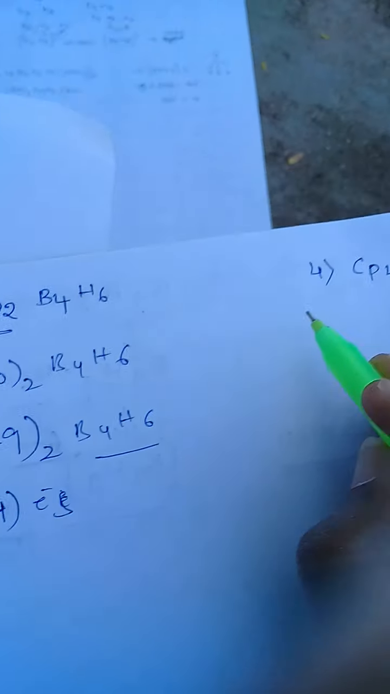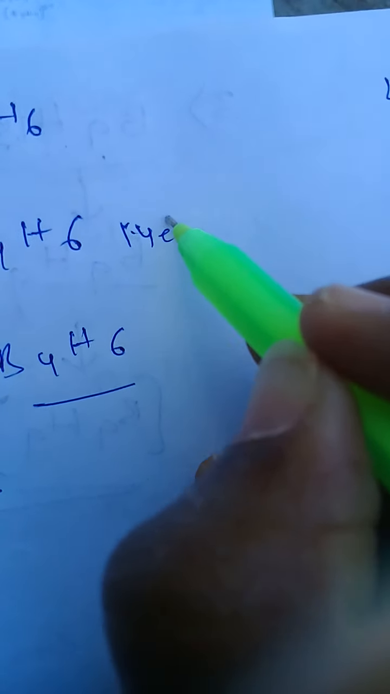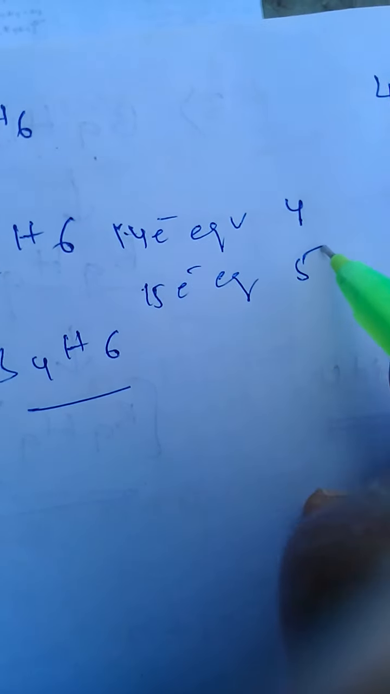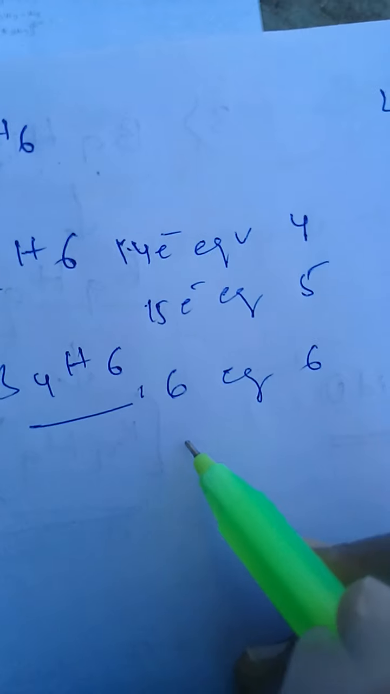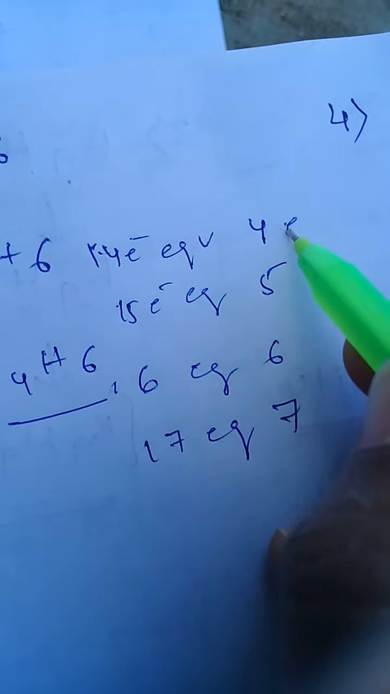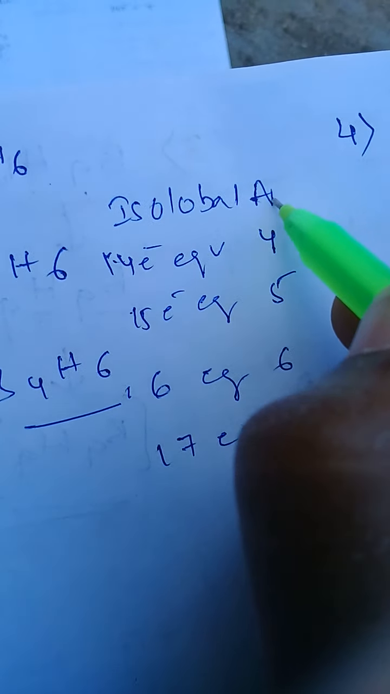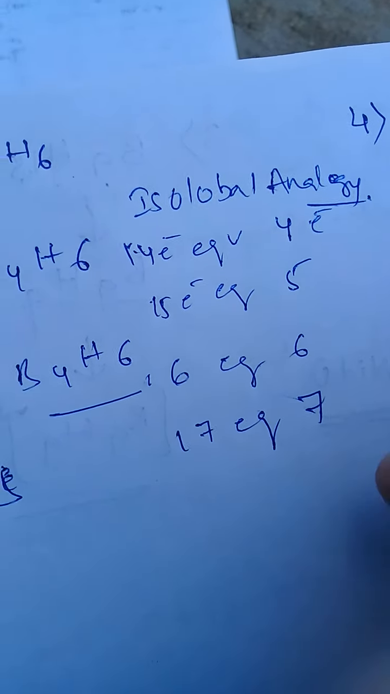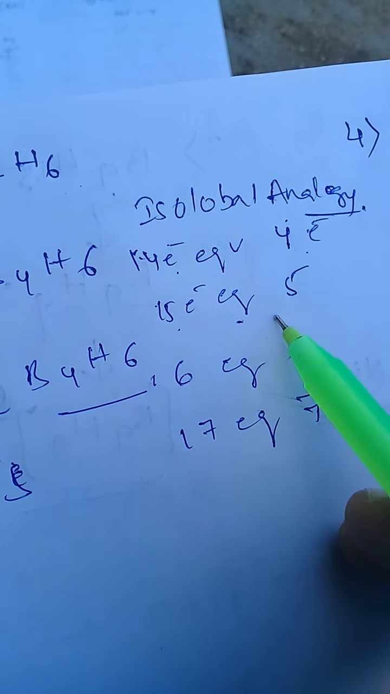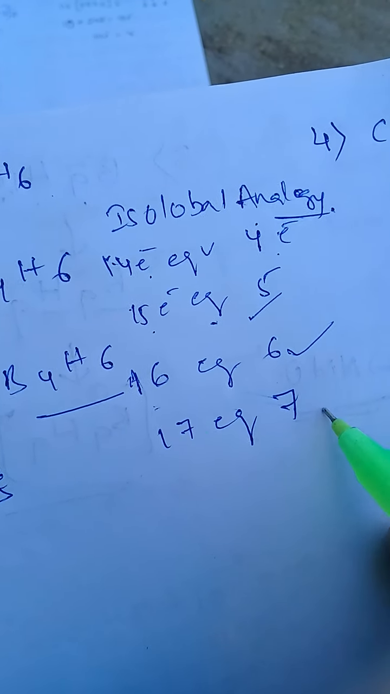In the isolobal analogy, 14 electrons equal 4, 15 electrons equal 5, 16 electrons equal 6, and 17 electrons equal 7.